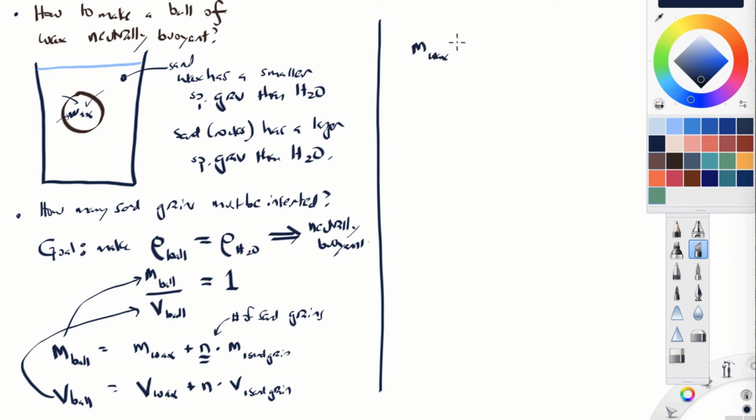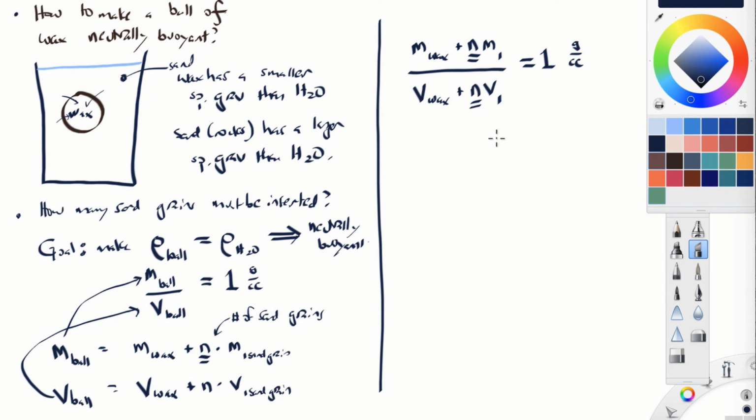The mass of the wax plus N times the mass of 1 sand grain, divided by the volume of the ball, the volume of the wax plus N times the volume of 1 sand grain. And we want that to be equal to 1 gram per cubic centimeter, gram per cc. So I should put that over here too, 1 gram per cc. And again, what we're trying to solve for is this value N.